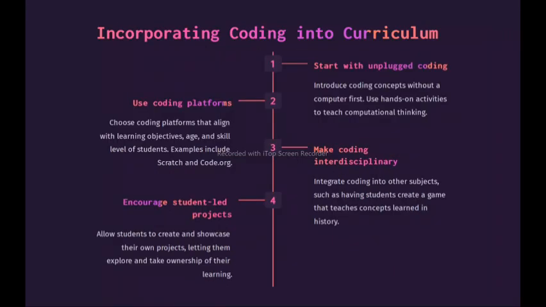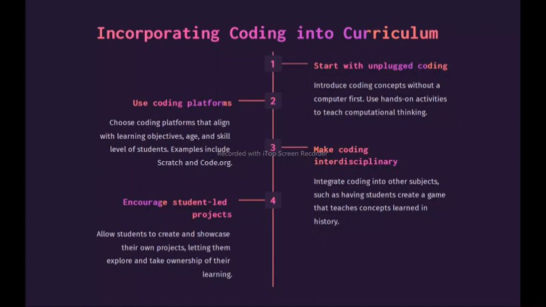Now, you want to consider how to incorporate coding into your curriculum. You must choose a coding platform that aligns with the students' learning objectives, that is, the age, skill, and level of the students. You can start teaching coding to students without a computer. There are some activities that you can do that can teach the students computational thinking without a computer at all. That is the first thing. That is the theoretical aspect of computing.